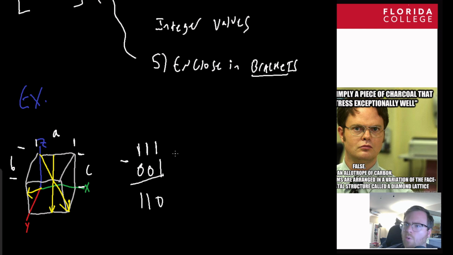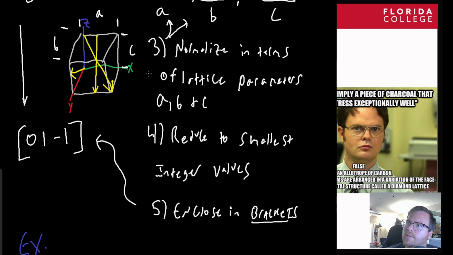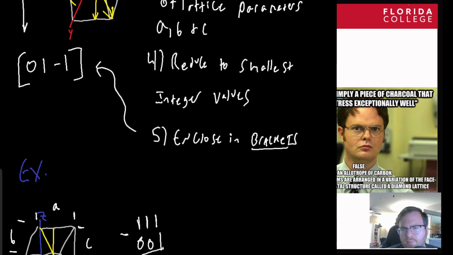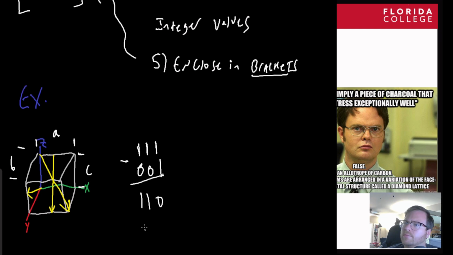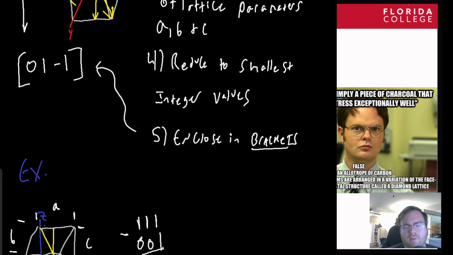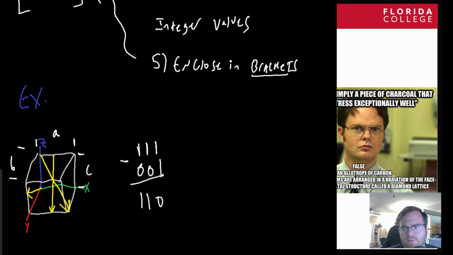Next, we're going to normalize in terms of our lattice parameters. Again, for my case, it's going to be 1, 1, 1. So we just divide everything by 1, and we get the same thing out. Next, we're going to reduce to the smallest integer values. Again, this is 1, 1, 0, so it's at our smallest integer values. And now we're going to enclose in brackets. So this would be our answer.